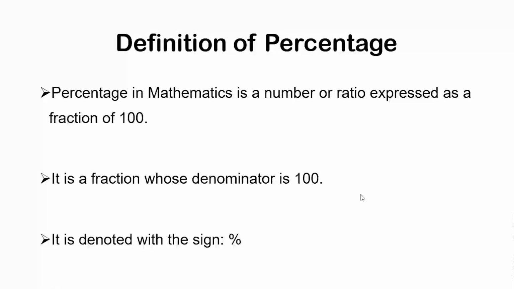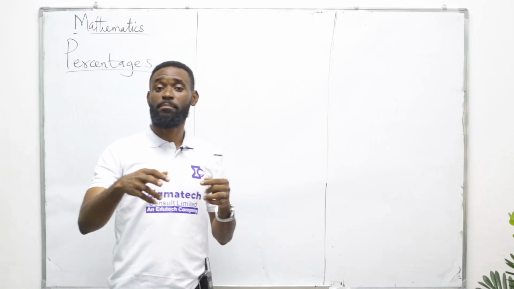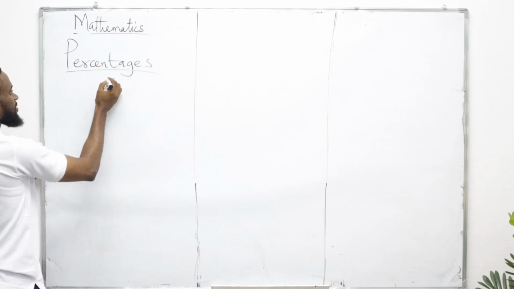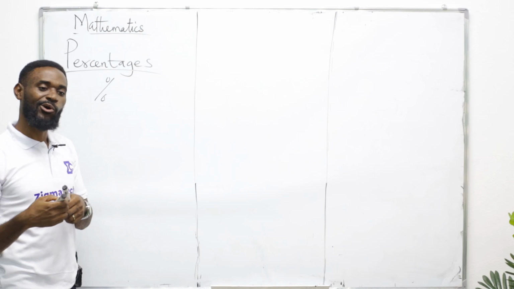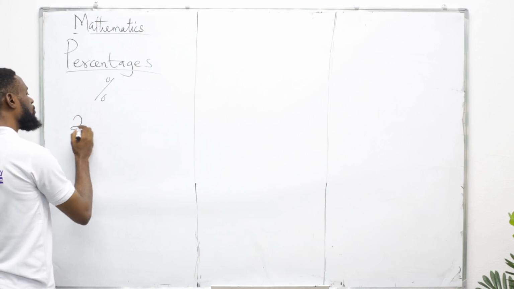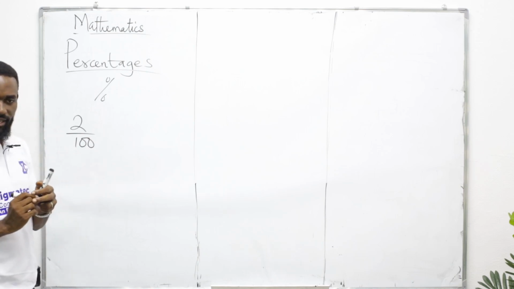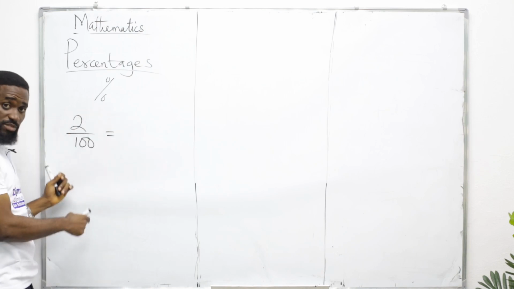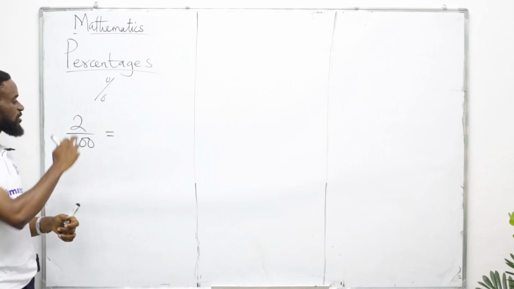Do you understand me now? For example, if we have, okay, I'm coming to that. We said the percentage is denoted by a sign. The sign of the percentage is this. Okay? Now, we said that it is a fraction whose denominator is 100. For example, let's say if we have 2 over 100. So what it means is that the denominator of this fraction is 100 and the numerator is 2.